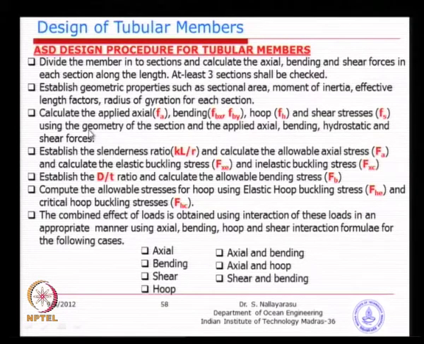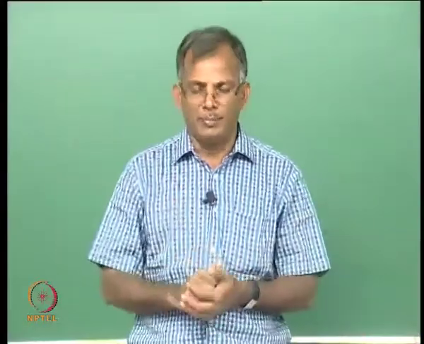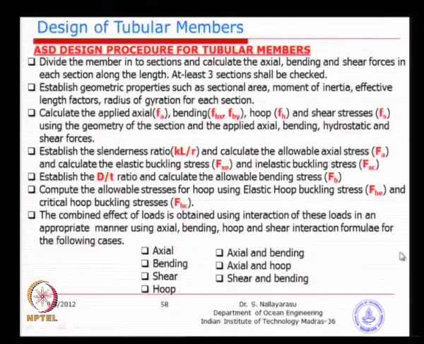at every section. Establish the KL by R ratio for the whole member, because even at each section KL by R ratio will not change; KL by R is for the whole of the member. Then find out the allowable axial stress, which is what we learned. The whole of allowable stress design is: take the applied stress, calculate the allowable stress, and find the ratio.